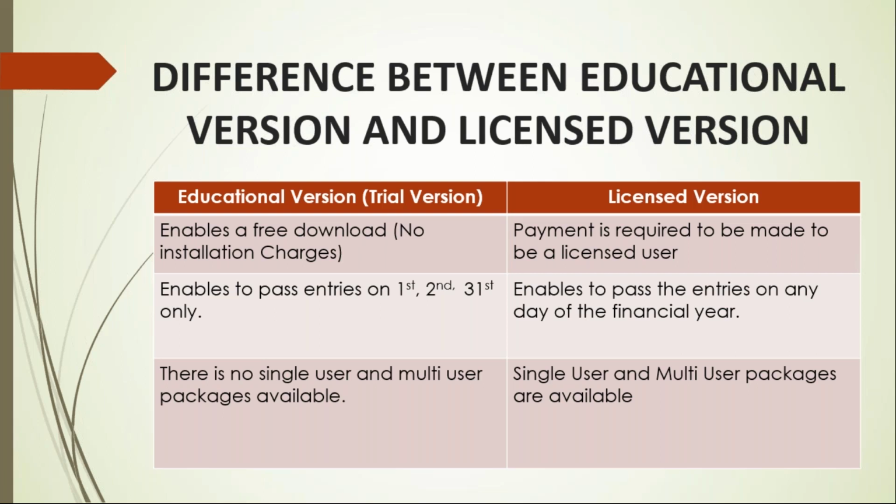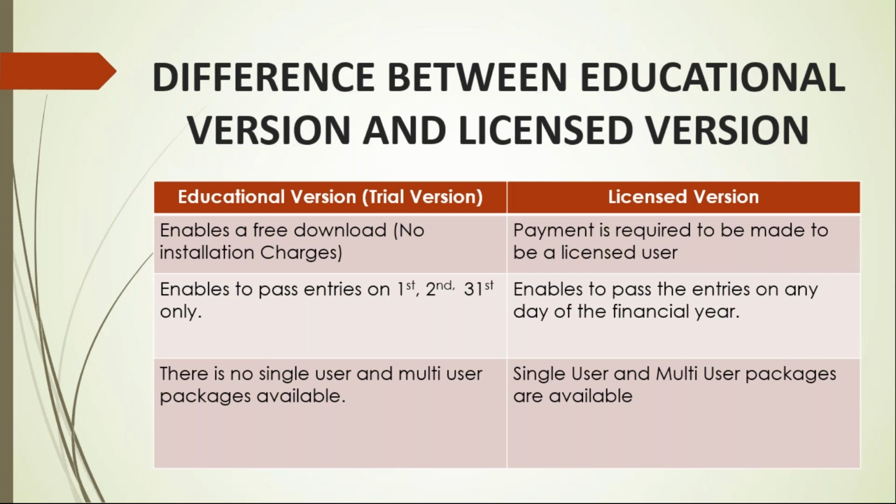Now here, if I'm downloading the software for free, that version is defined as an educational version or a trial version. So this enables a free download. No installation charges are required to be paid by the user. I can download for free and I can access the same. Suppose I want a licensed version, I have to make the necessary payment to be a licensed user.